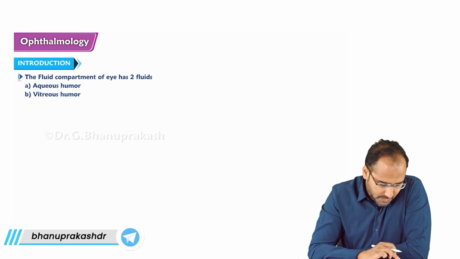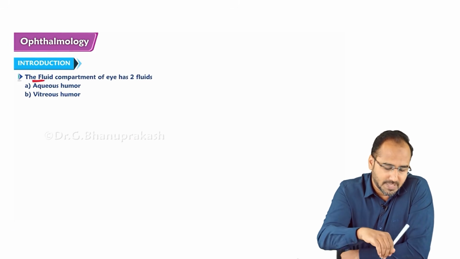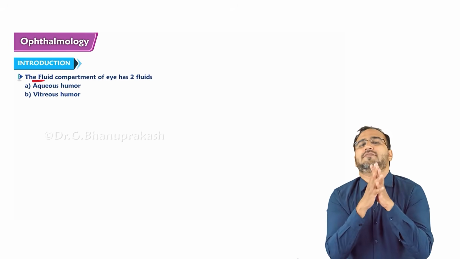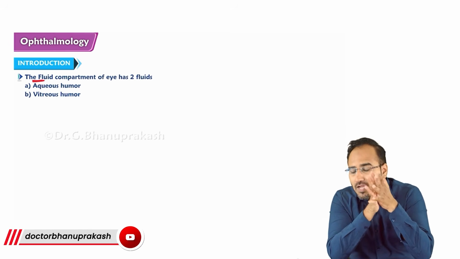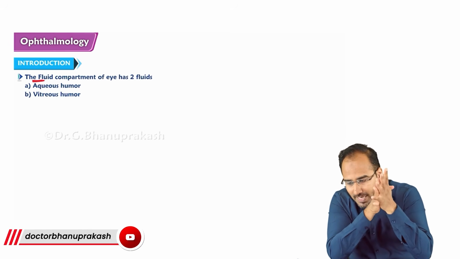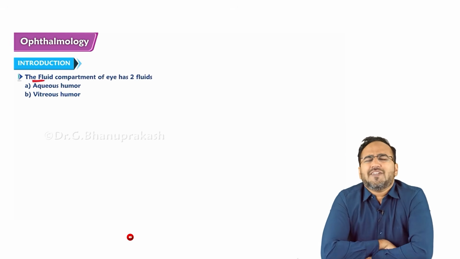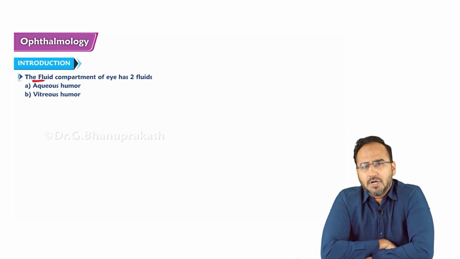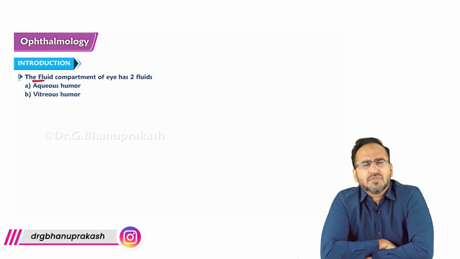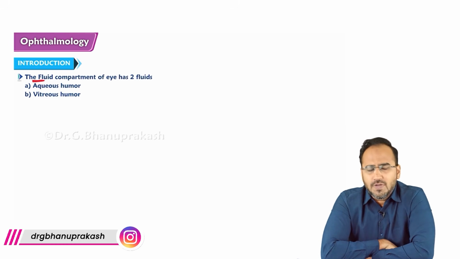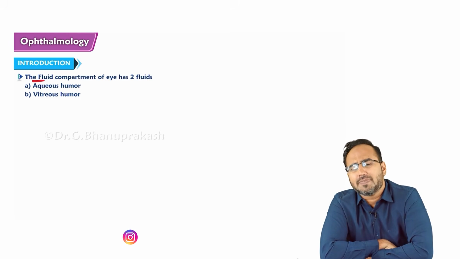Next, coming to the fluid compartment of the eye. Come on guys, I told you, the eye has two fluid compartments. One fluid compartment is called aqueous humor, whereas the other is called vitreous humor. What is the function of aqueous humor, guys? You know where aqueous humor is formed. Aqueous humor is formed by pars plicata, the non-pigmented part of the ciliary body.